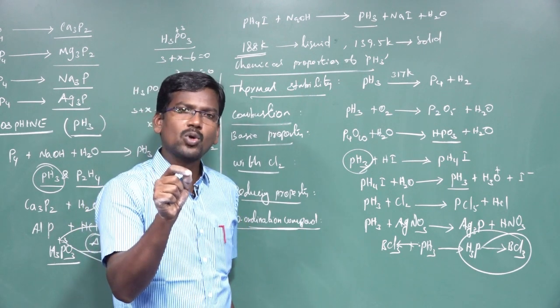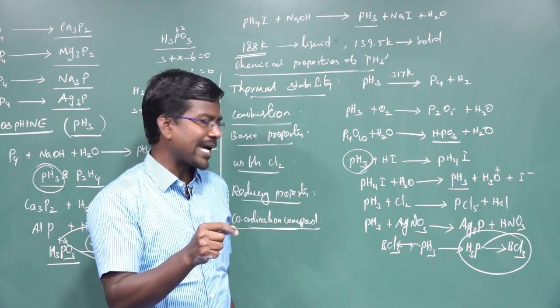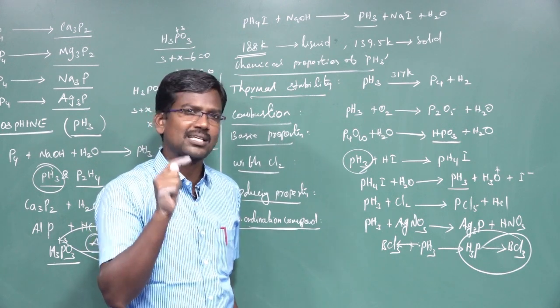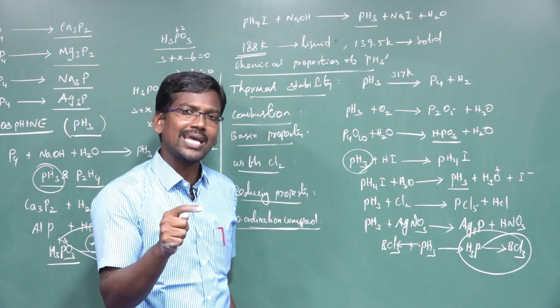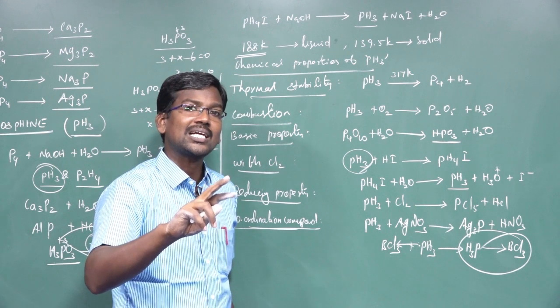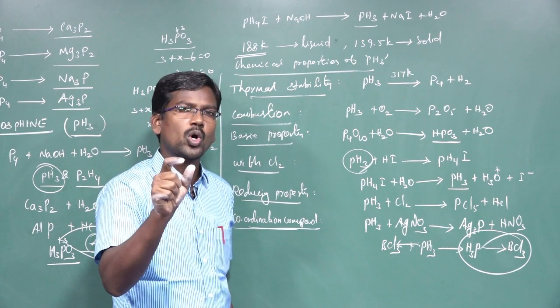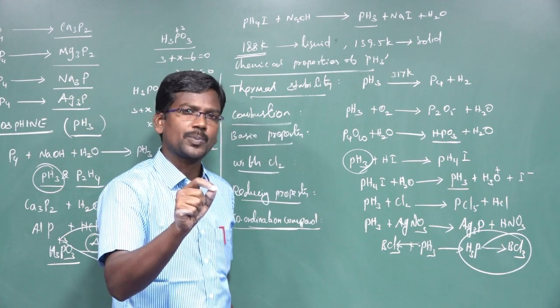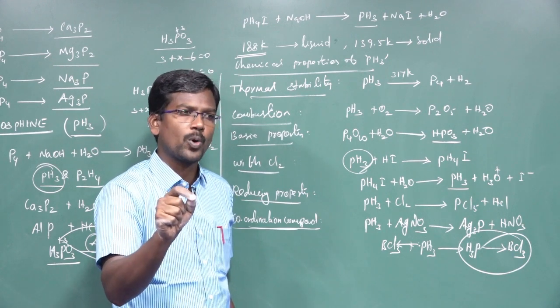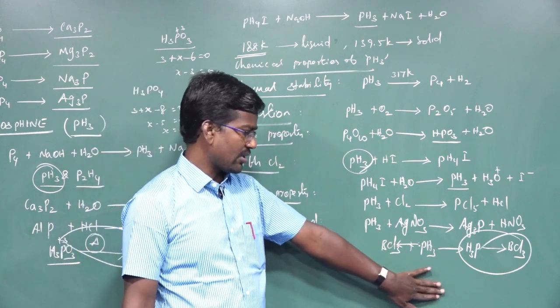Boron trichloride contains boron, which has vacant orbitals. Phosphine contains phosphorus, which possesses an excess lone pair of electrons. That is why phosphorus donates its lone pair of electrons to the electron deficient boron atom to form a coordinate covalent bond between phosphorus in phosphine and boron in boron trichloride. These are the chemical properties of phosphine.